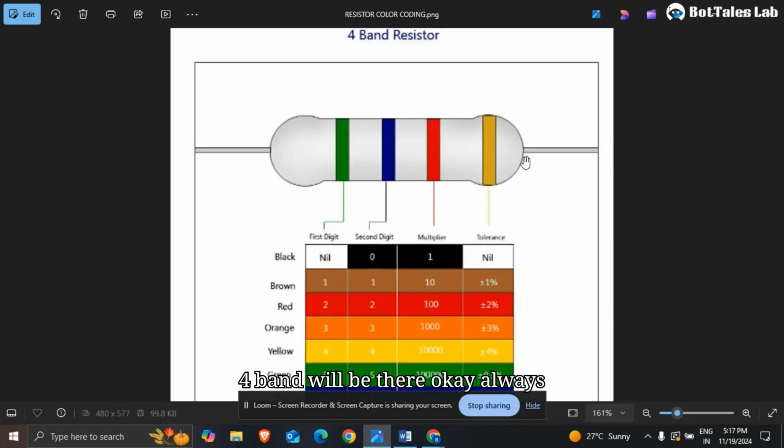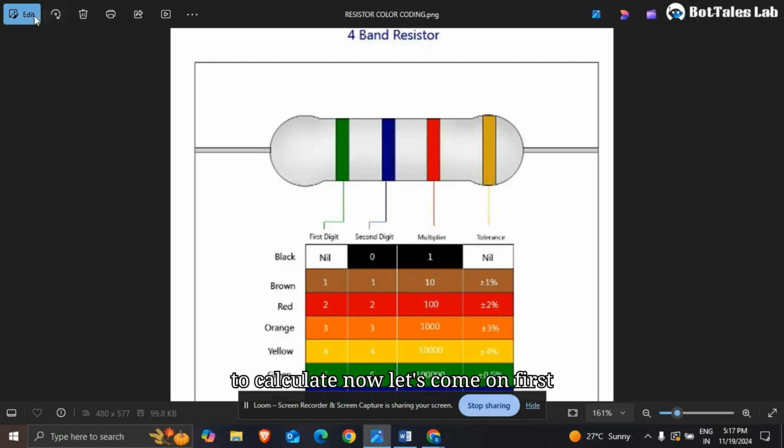As you will see, 4 bands will be there. Always start with the colorful band. Always keep the golden or silver color band, which will be at a little distance from the other bands, on your right-hand side and the other side to your left, and always read from left to right. So first of all, out of these three bands, the first band stands for the first digit, the second band stands for the second digit, the third band stands for the multiplier, and the fourth band stands for tolerance.